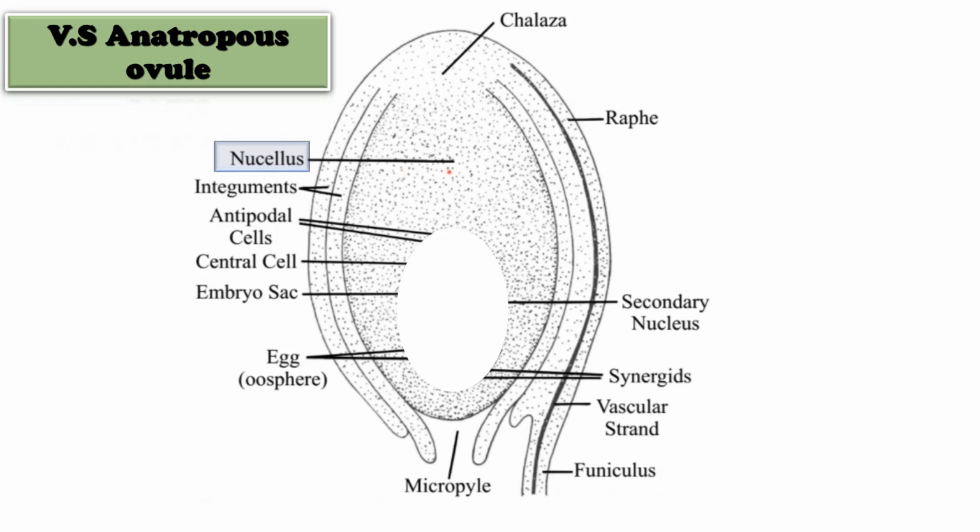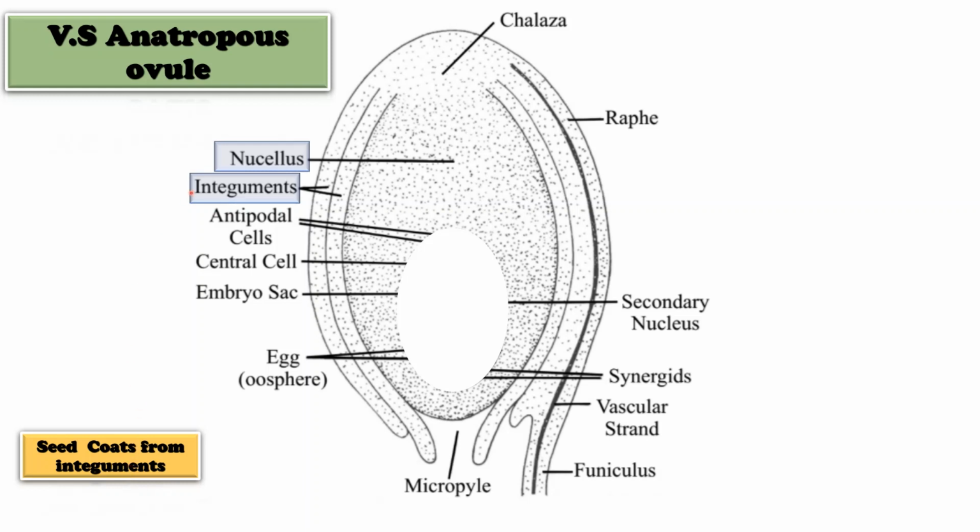Students, it is nucellus and not nucleus. This central nucellus is surrounded by inner and outer integuments. So, this ovule is bitegmic, that is, it shows two integuments. They form seed coverings after fertilization.